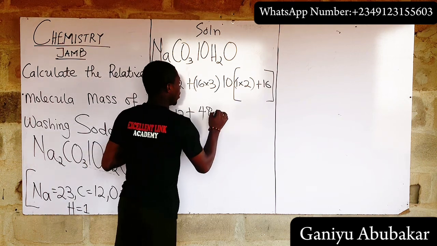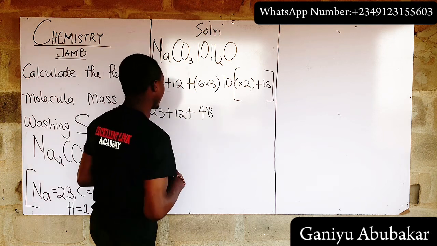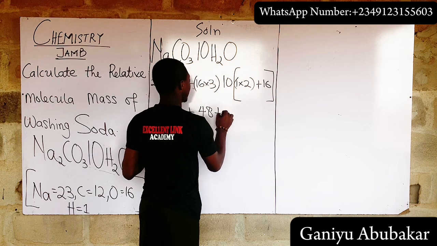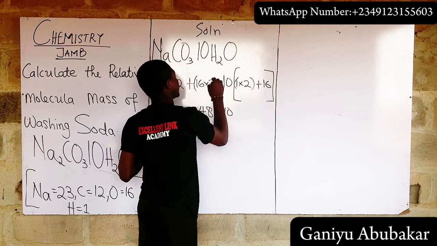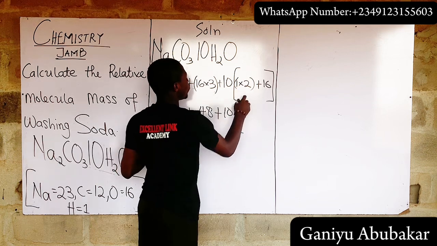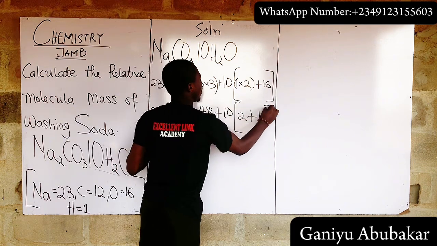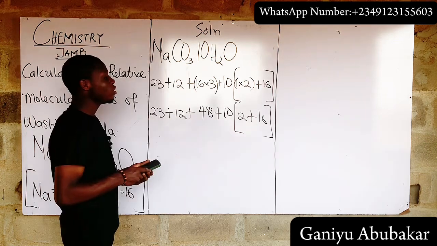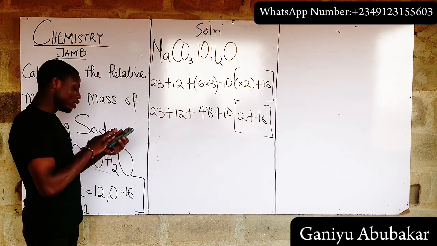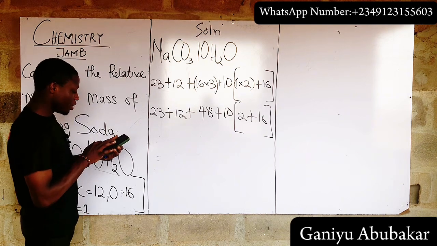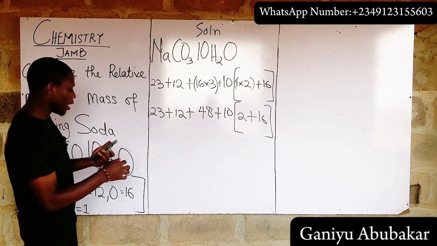So this becomes 23 plus 12 plus 16 times 3, which is 48. I have 48, plus 10 into 2 times 1 is 2, plus 16. If I add this up, 23 plus 12 plus 48, I have 83 here, that gives 93 with the 10.